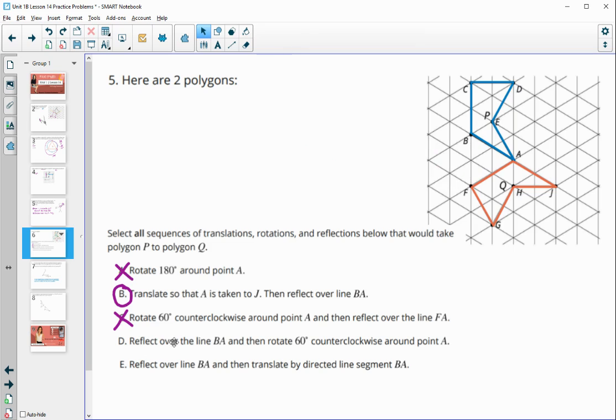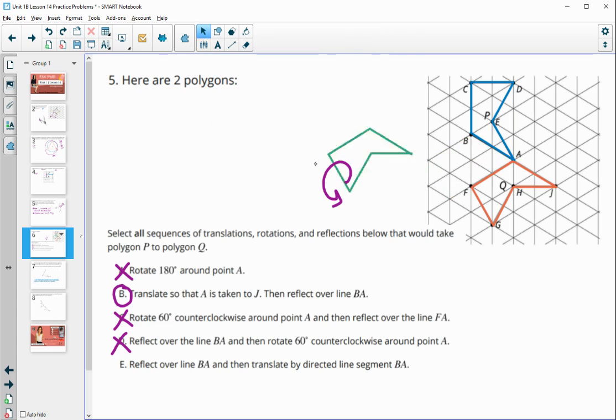All right, so then the next one says to reflect over BA first. So we'll reflect over BA. Then it asks us to rotate 60 degrees counterclockwise. So remember that counterclockwise is this way. So if we were to rotate counterclockwise, again, A is the set point. So this little angle is going to land on top of this big angle, and that is not going to work.